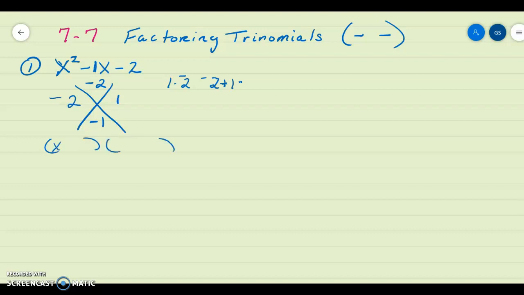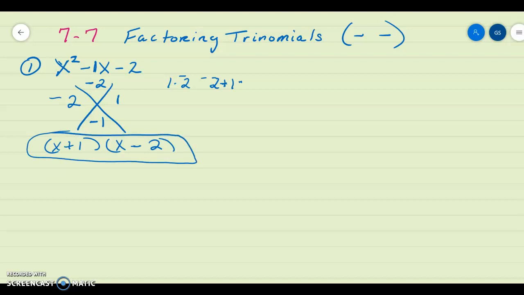Drop your x's, double bubble, drop your x's, and you get a positive 1 and a negative 2. Okay? Box it. And let's go on.